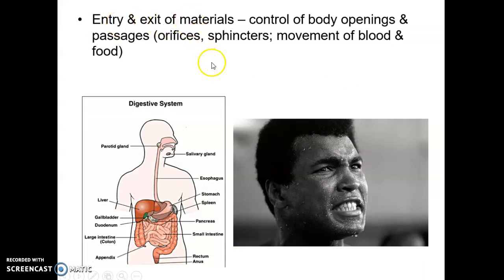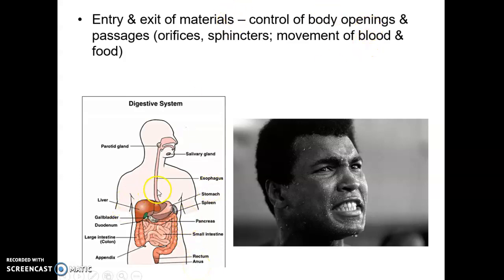Entry and exit of materials. So control of body openings and passages via orifices or sphincters, movement of blood and food. I mentioned skeletal muscles operate to do the initial swallowing. After that, smooth muscles take over to move food through the digestive tract. At the very end, we use skeletal muscles to control defecation.